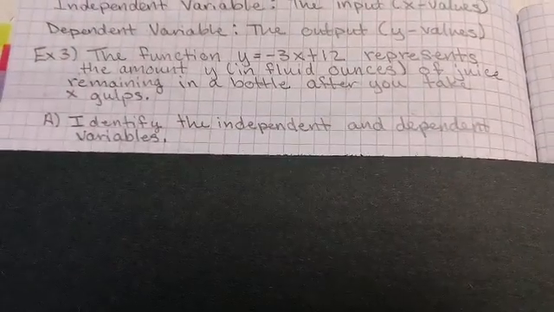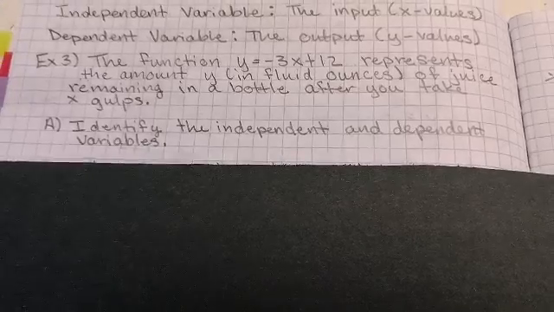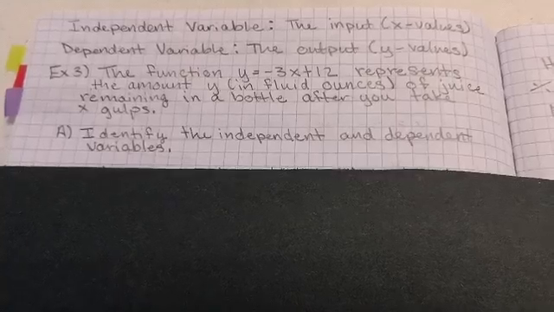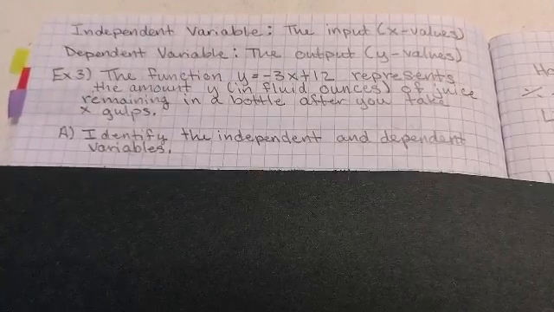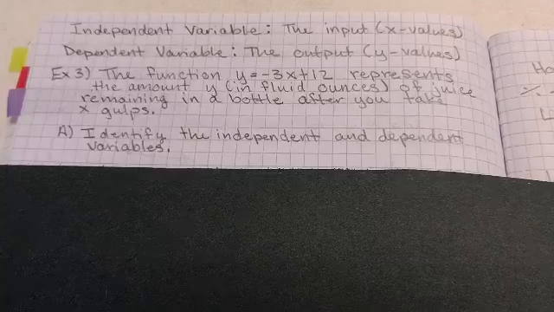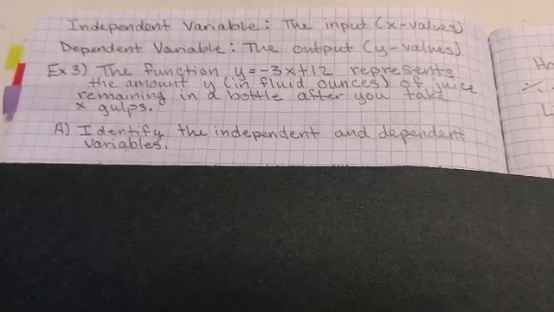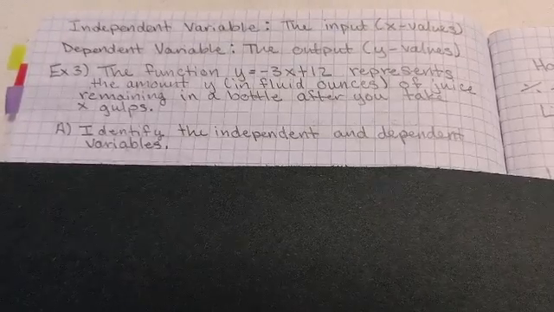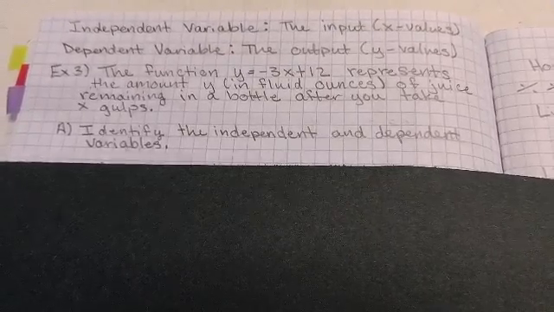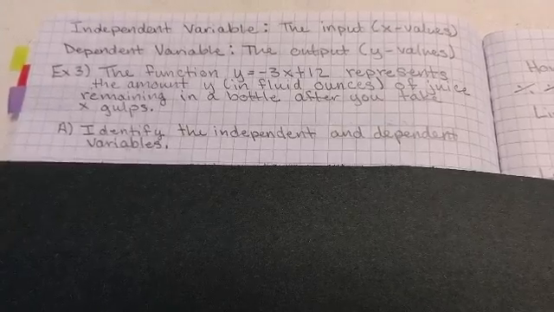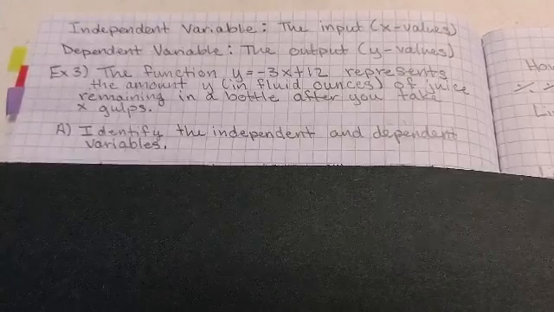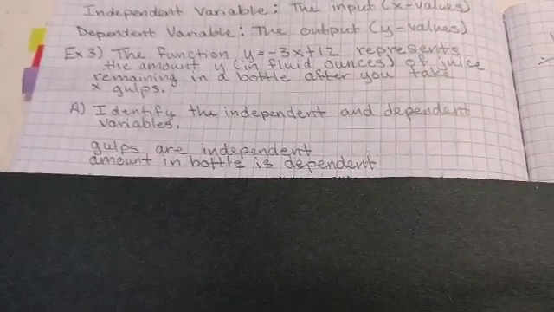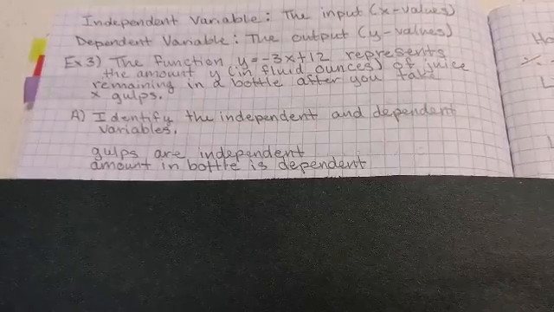So part A says that we want to identify the independent and dependent variables. If we think about independent and dependent, we said that independent variables are our x values, and it tells us that our x values are our gulps. Our dependent variables are our y values, and it says that y is the amount in fluid ounces of juice remaining in the bottle. So our independent are our gulps, and the amount in the bottle is the dependent.